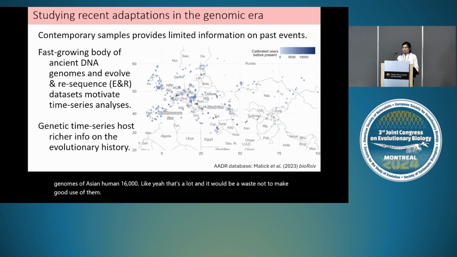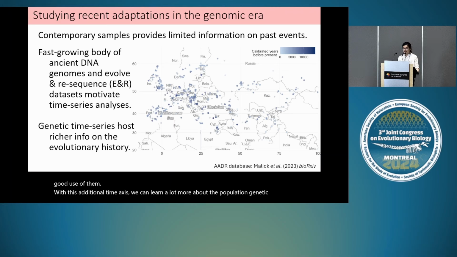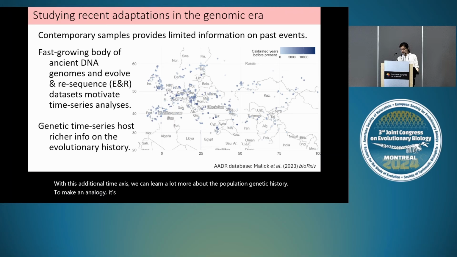With this additional time axis, we can learn a lot more about the population genetic history. To make an analogy, it's like comparing photograph to movie footages, now that photographing gets easy enough to make motion pictures, so to speak.